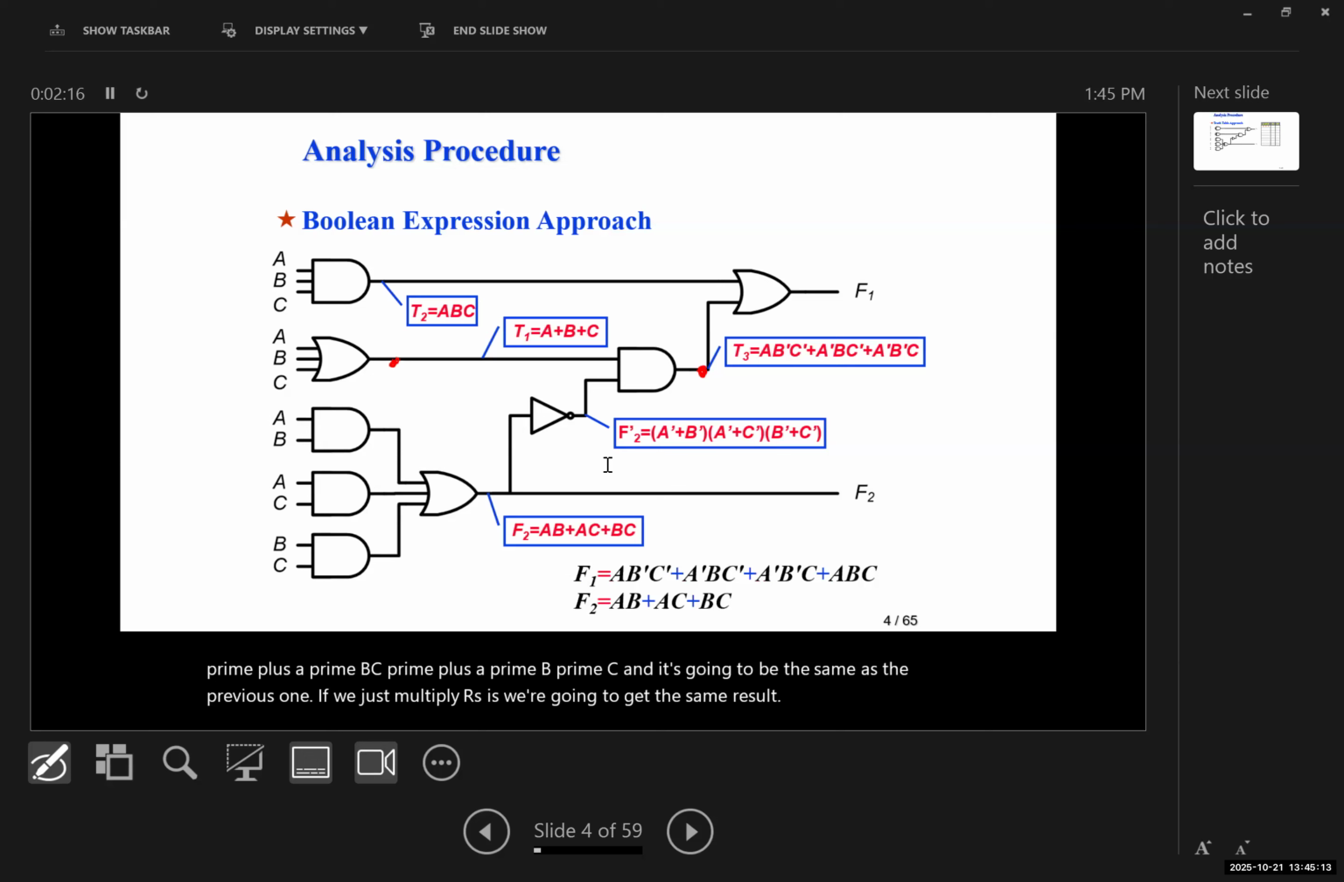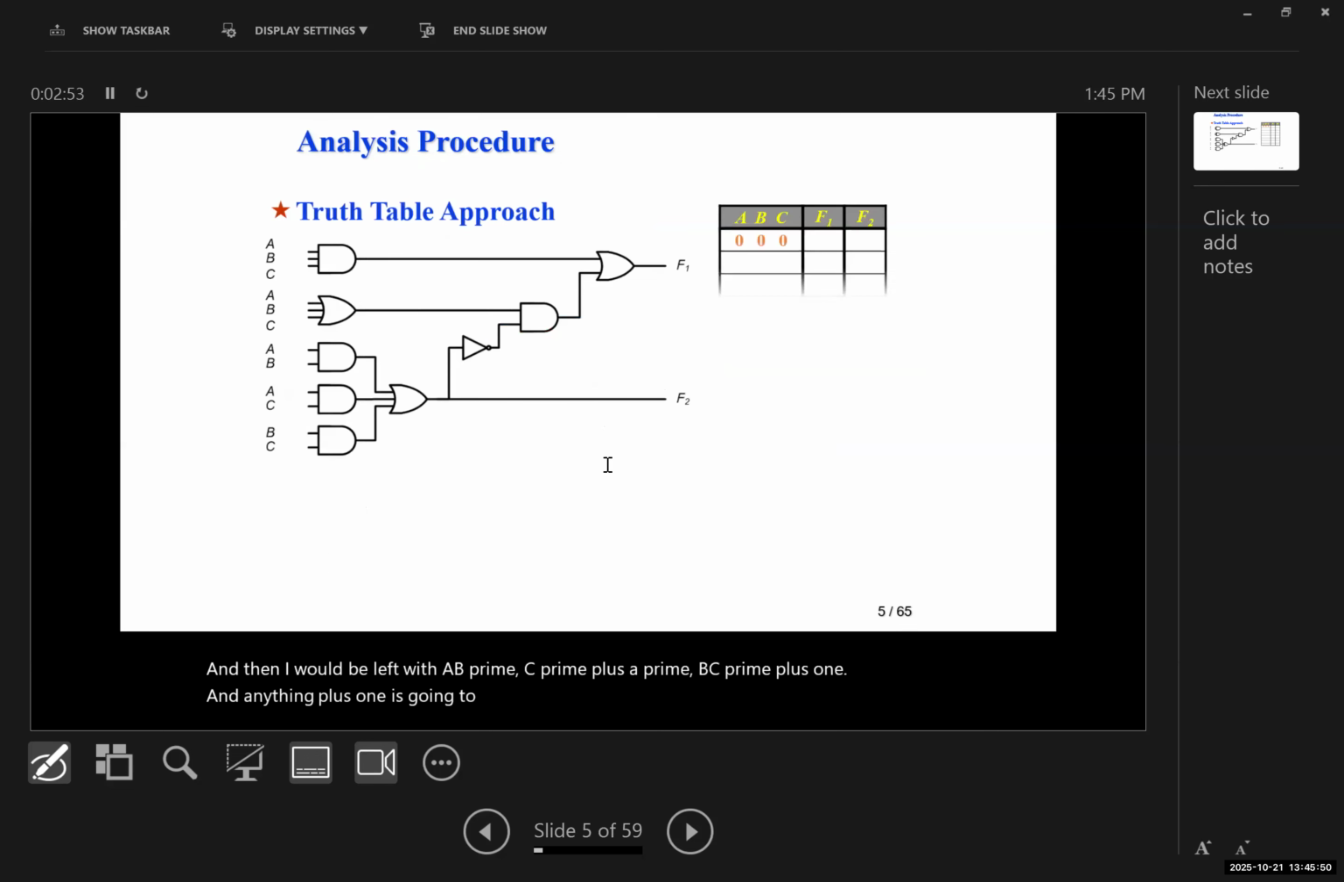And then, what about F1? What would F1 be? F1 would be T2 plus this, so ABC plus all of that. And what happens if I add ABC to A prime, B prime, C prime? Yes. So if I add those, it's going to be 1. And then I would be left with A, B prime, C prime plus A prime, B, C prime plus 1. And anything plus 1 is going to be equal to 1.